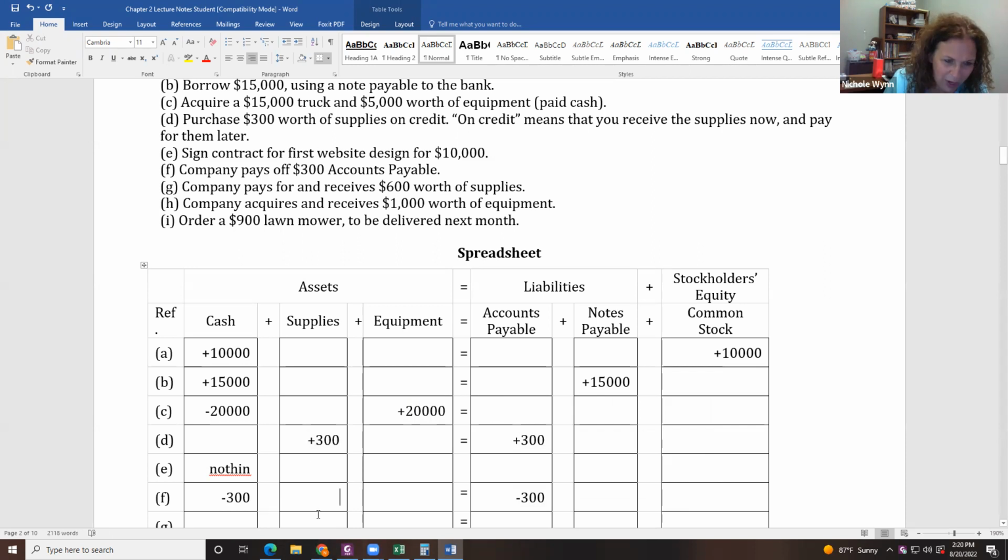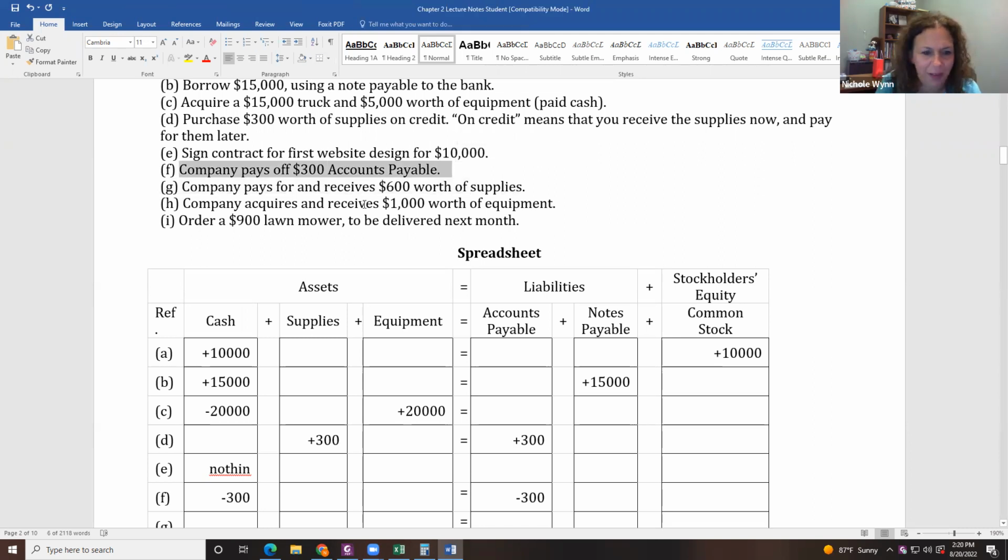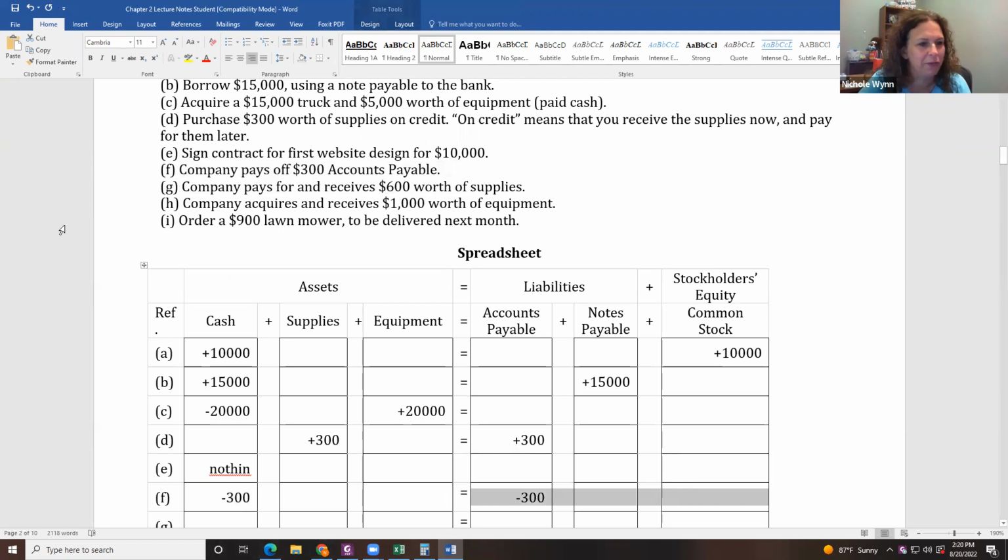Students want me to put something right here. I don't even identify what the accounts payable was for. It could have been for other stuff. It didn't even have to be for supplies. It could have been equipment or whatever, but I paid 300 cash. So minus 300 equals minus 300.